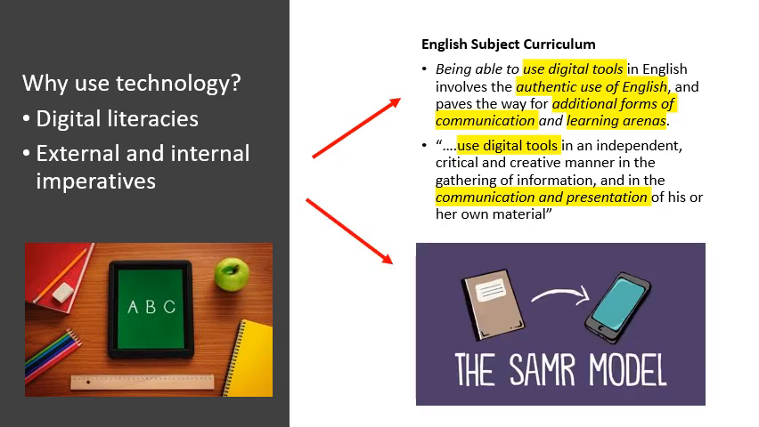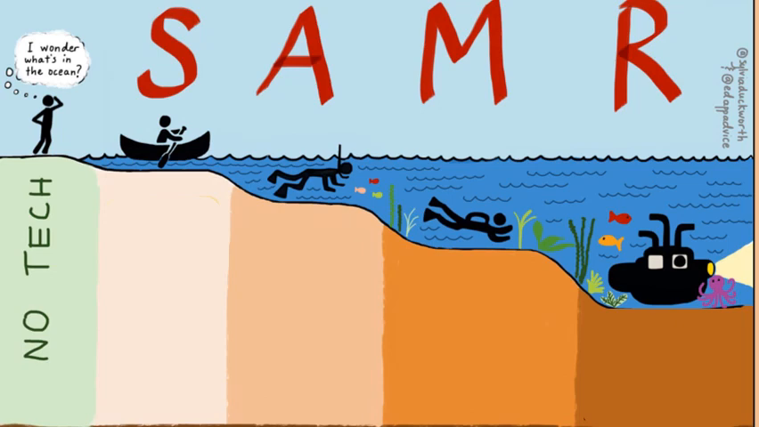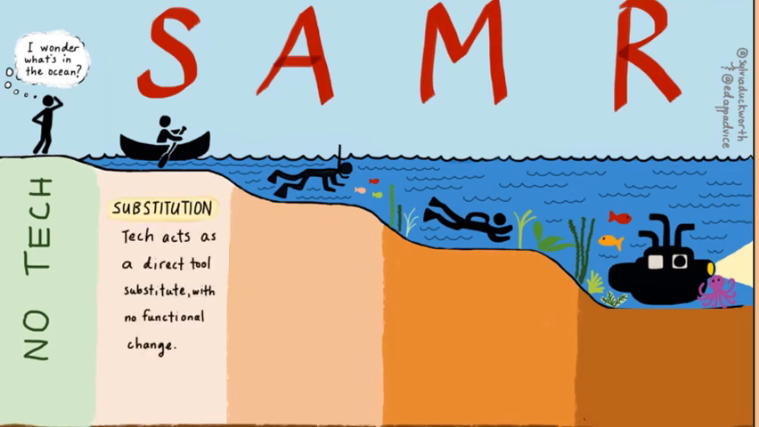Now, the internal imperatives would be why you should use technology to improve what's going on in the classroom itself. And to evaluate that, I think the SAMR model is very useful. The SAMR model was developed by Puentedura, and it can easily be used to evaluate any kind of technology. If we look at Flipgrid using the SAMR model, the first level is substitution. And Flipgrid is basically a substitution for the classroom discussion.